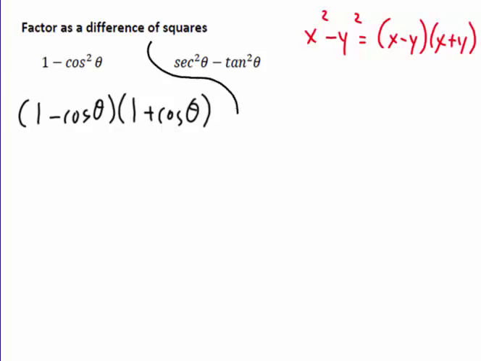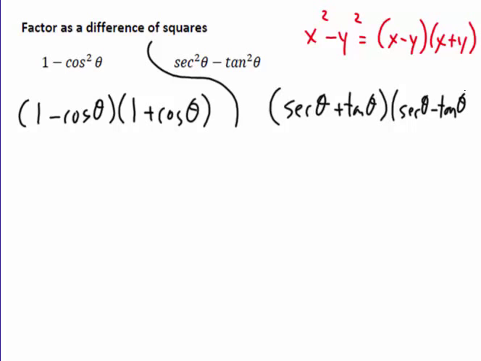And the same can be said for secant squared theta and tan squared theta. This is really just secant theta plus tan theta, times secant theta minus tan theta. Remember, difference of squares, it doesn't matter which one comes first. Just a difference of squares.